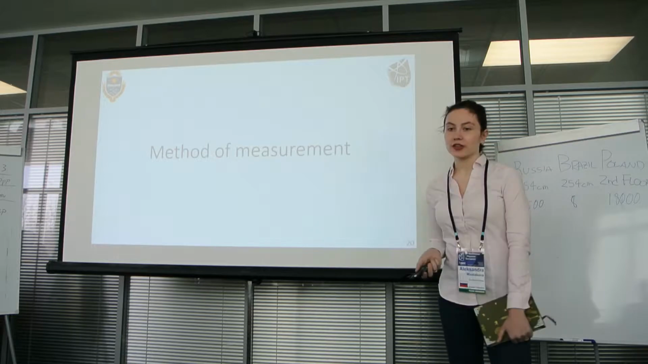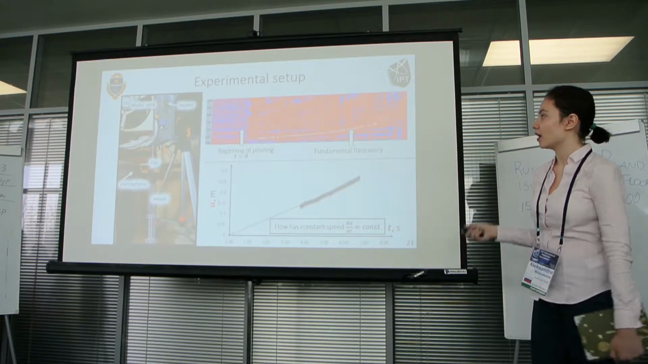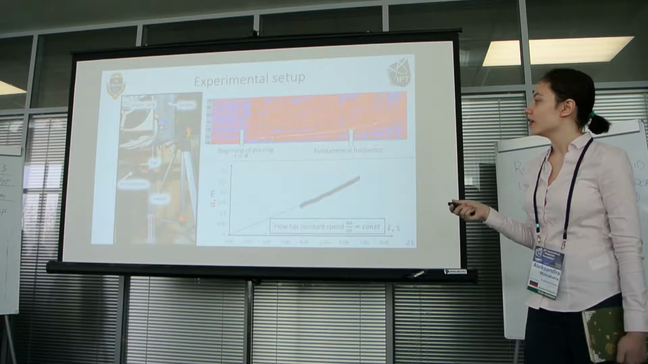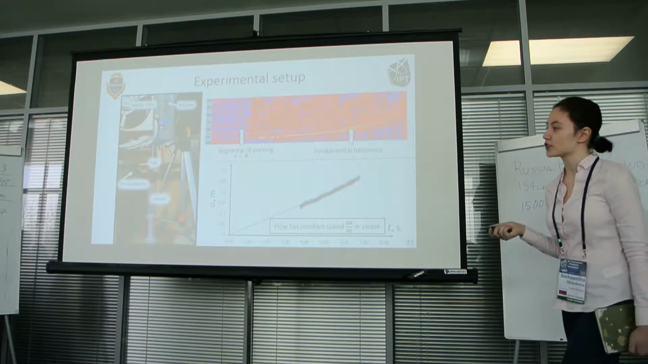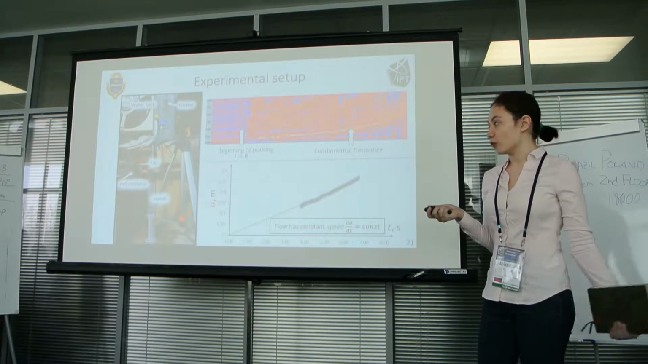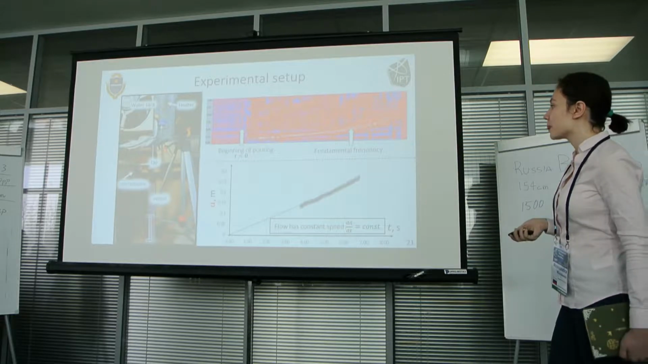So here is the method of measurement. Here is our experimental setup. We pour water in the water tank using the tap, so we can control the speed of flow. You can see it here that it's constant. We, of course, recorded the sound with a microphone, and this is the vessel that we used.